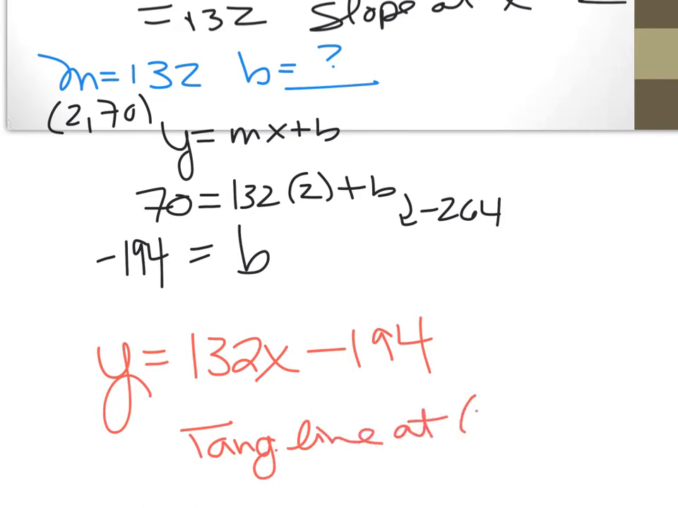at (2, 70). How did we find that? We found the slope by getting the derivative, and the derivative is the slope of the tangent line, and when you do it at a particular x value, it gets the slope of the tangent line at that value. So that's that 132. We had to find the b, the y-intercept. How do you do that? You use the slope of your line and that point.